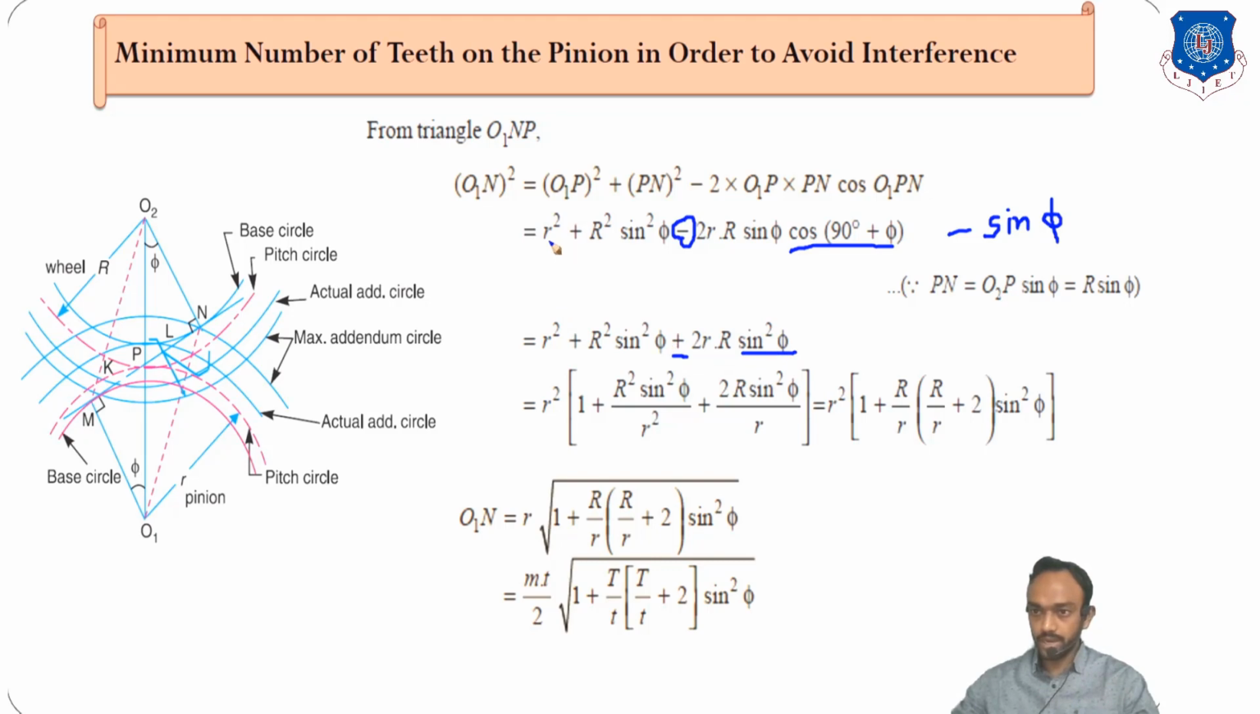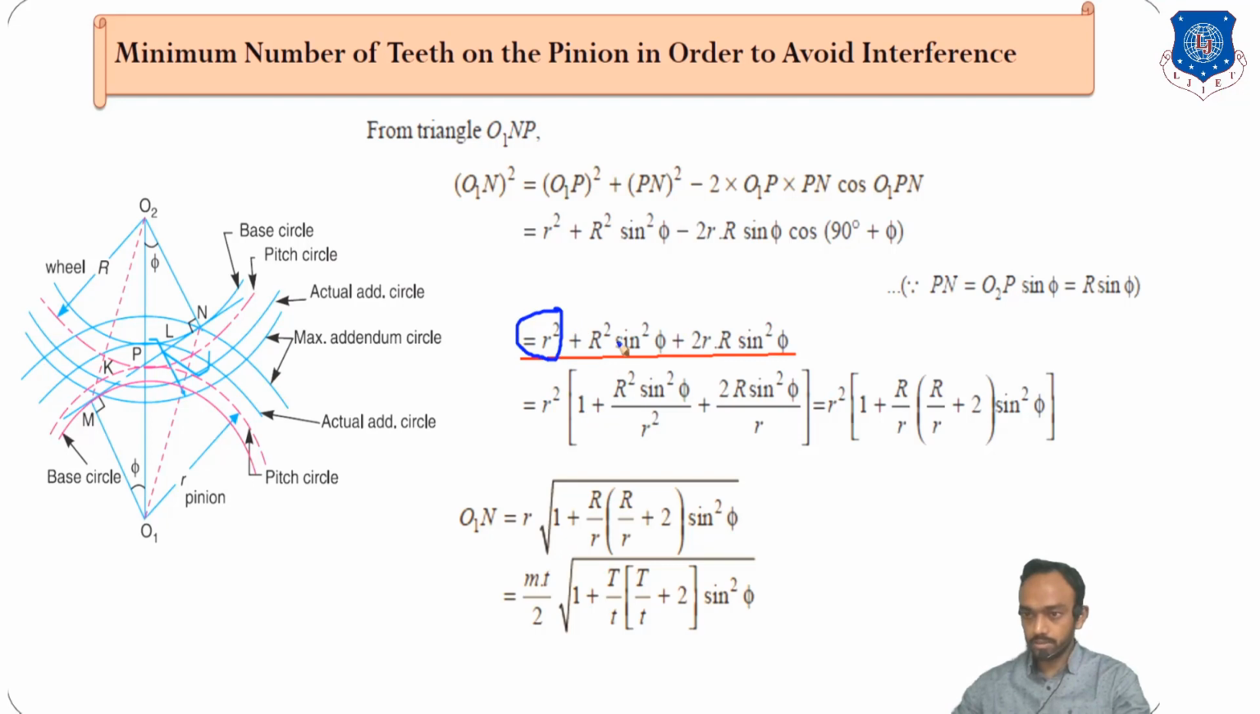So the formula will be R² sin² φ + 2rR sin² φ. And from all this data you take small r² common. So 1 plus, there is no small r² here, so upon capital R² over small r², there is 1 r already there, and you take the r² common, so r will be there.